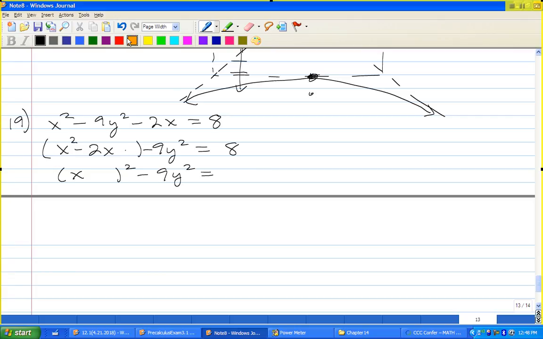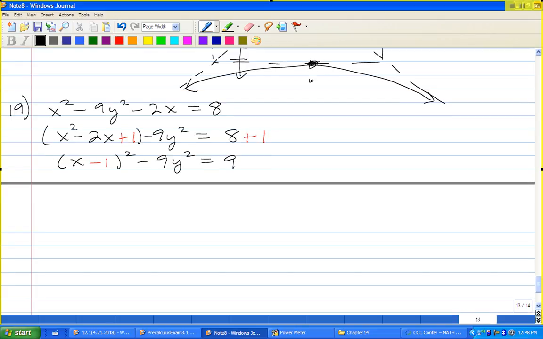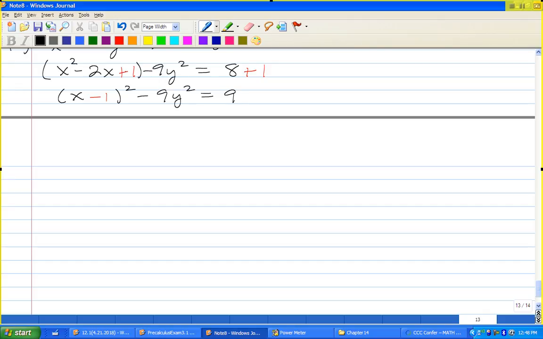So, negative 2 divided by 2 is negative 1. Squared is 1. Let's add 1 to both sides of my equation. Divide every term here by 9. So I have x minus 1 squared over 9 minus y squared over 1 equals what? Okay, good.